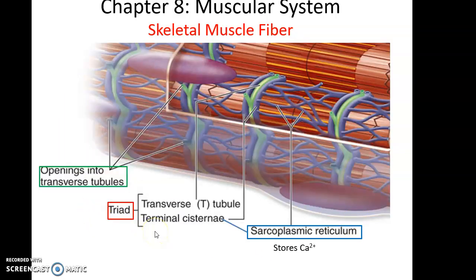Here is a closer look. We see that the transverse tubules have the terminal cisternae, the terminal ends of two different sarcoplasmic reticuli lying adjacent to it, so that you have these three structures that reoccur again and again. And so the structure of three is called a triad. So a triad is two ends of sarcoplasmic reticuli abutting one transverse tubule.